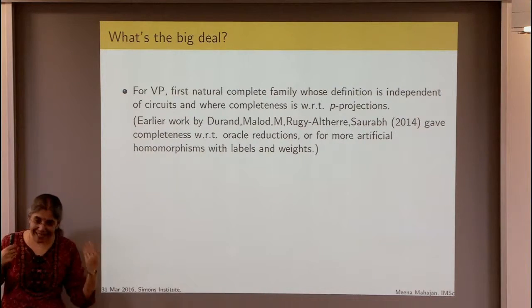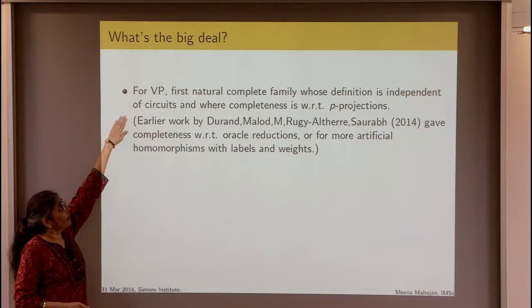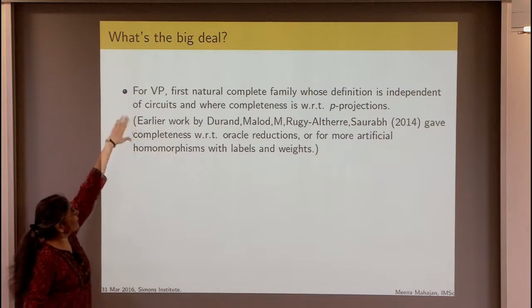If you allow slightly larger projections, quasi-polynomial size projections, then it's been known for a long time. Valiant showed it, I think, in 79, that the determinant is complete for VP. But it does require this quasi-polynomial blow-up. We don't know whether it can be done with a polynomial blow-up. So the big deal for us was that this is, so there is this caveat, this is almost the first.